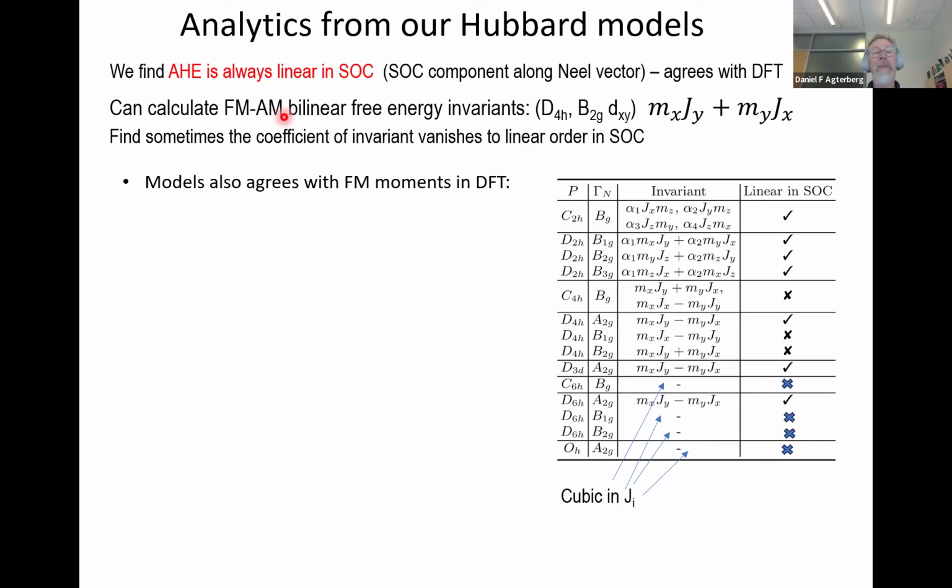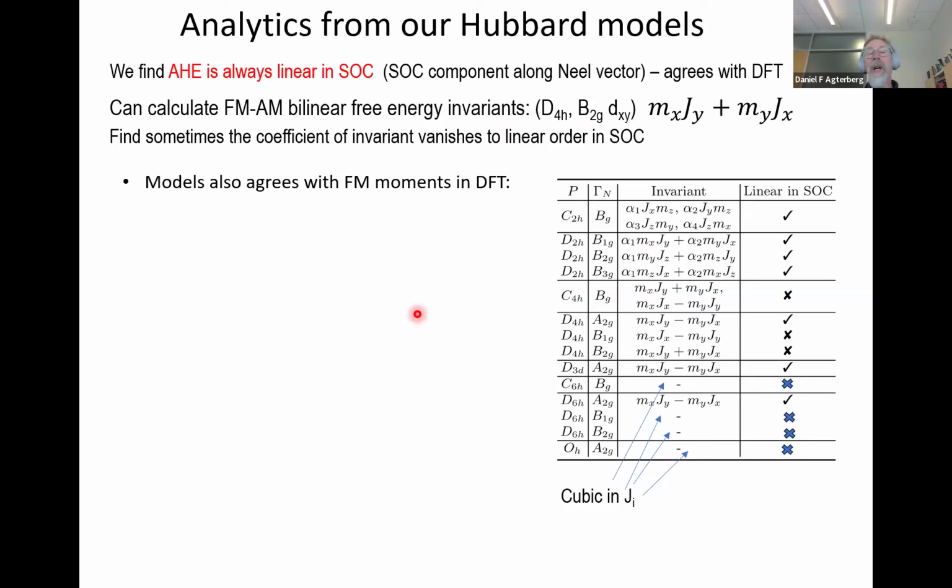And the way we did that is we can use our models to calculate free energies for our altermagnets. And then in these free energies, we can bilinearly couple the ferromagnetic moment and the altermagnetic order parameter. And so the ferromagnetism here is denoted by M, and the altermagnetism is denoted by J. Here is an example, for example in ruthenium dioxide, where we have this D4H point group and we have this XY altermagnet. This invariant is allowed by symmetry. So we can calculate with that within our theories.